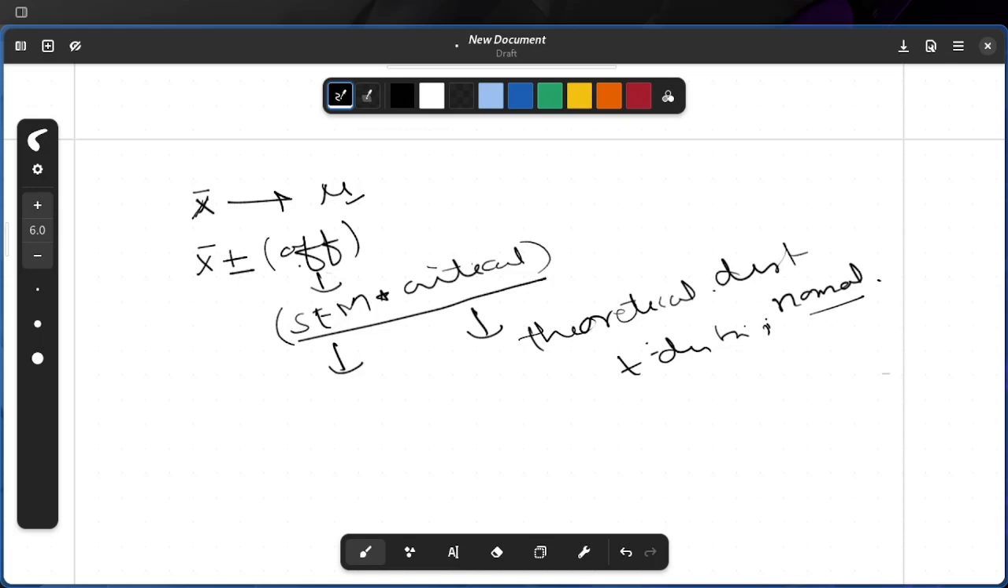This critical value simply scales the standard error of the mean. Standard error of the mean is nothing but the standard deviation in the sampling distribution of the means. That means if you are taking multiple samples and making a distribution of them, then they will also have a certain standard deviation.